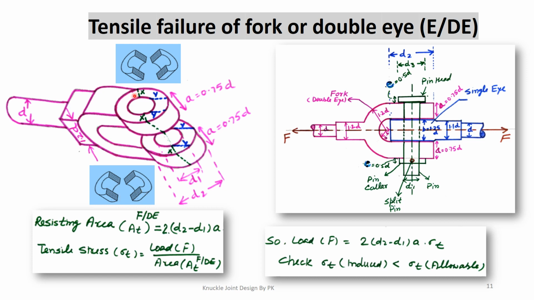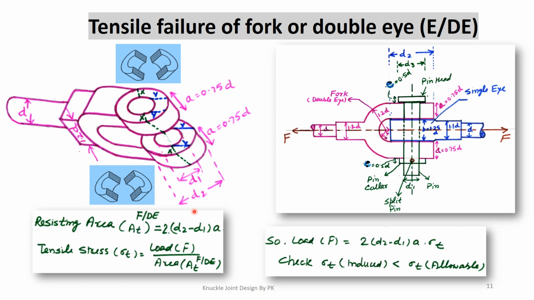So we have to add these two areas, because these two areas will resist the tensile failure. So the total resisting area A_T for the fork end, or the double eye end side, should be equal to twice times (d2 minus d1) into a. A means area, T means tensile failure, F means fork end. This is the net resisting area.